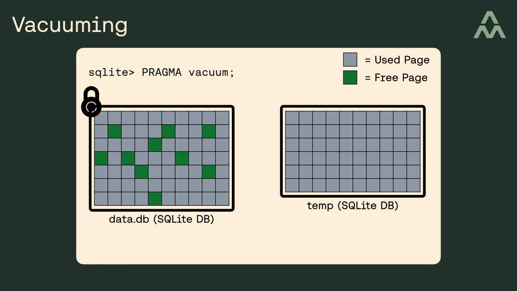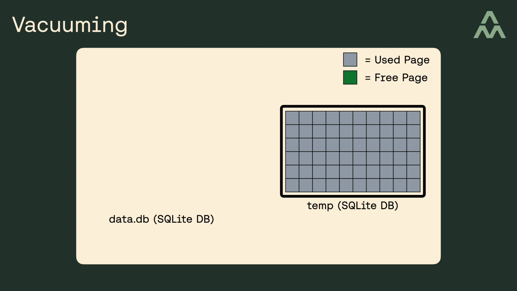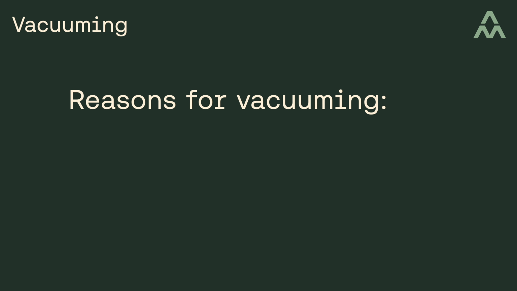Then, finally, SQLite deletes the original database, and it replaces it with the new one. Okay, so at this point I've shown you two of the reasons you'd want to vacuum your database, to free up space and to defragment the database.